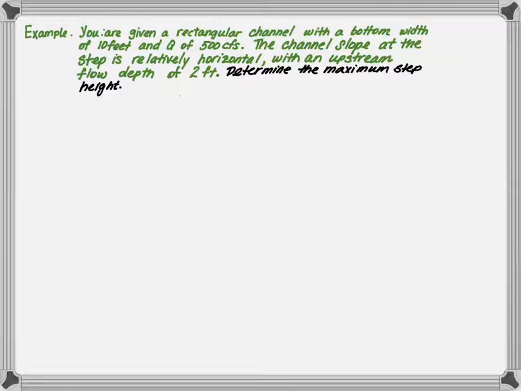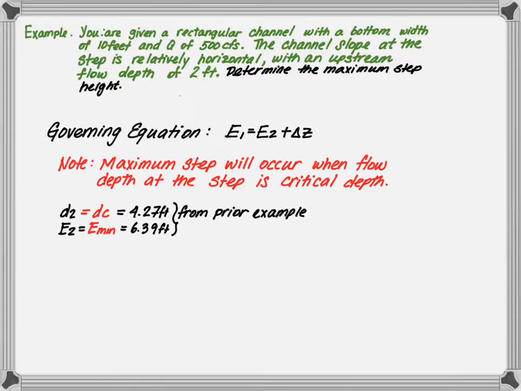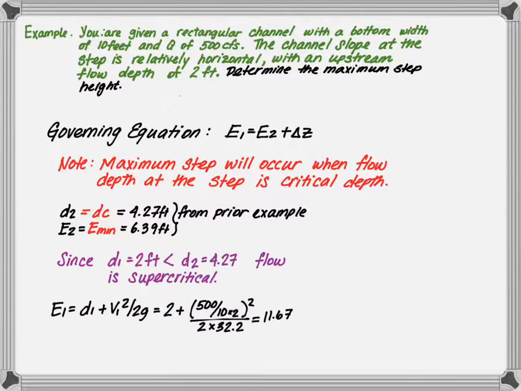Let's try another example. In this example, we still have the same channel with the same flow rate and base width. It's relatively horizontal. The upstream depth is 2 feet, but I want to know what the maximum step height is. So remember our governing equation. The energy at point 1 is equal to the energy at point 2 plus delta Z. Note that the maximum step will occur when the flow depth at the step is critical depth. So D2 is equal to DC, and E2 is equal to E min. And from the prior example, we determined that DC was 4.27 feet, and the minimum energy was 6.39 feet.